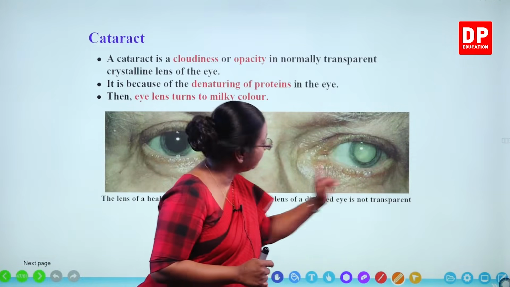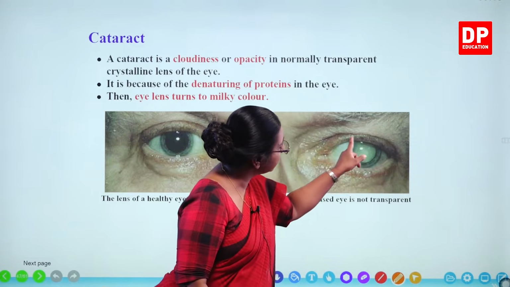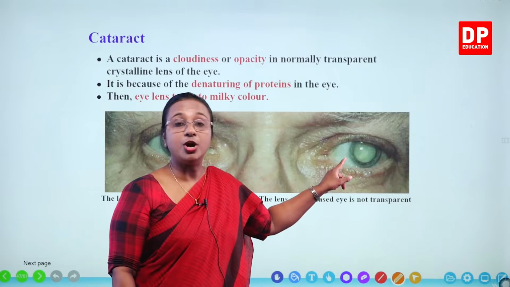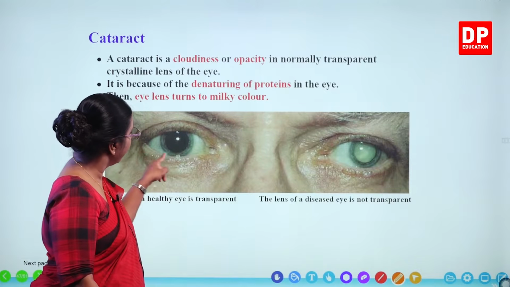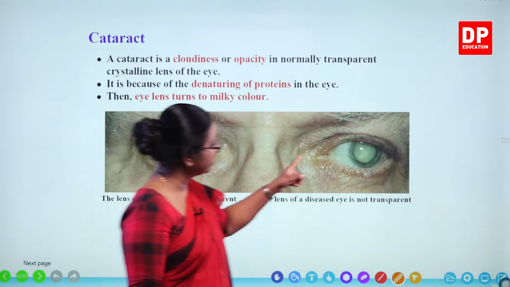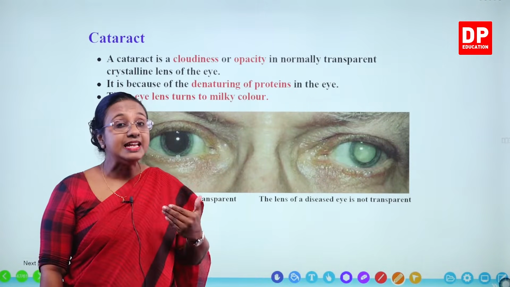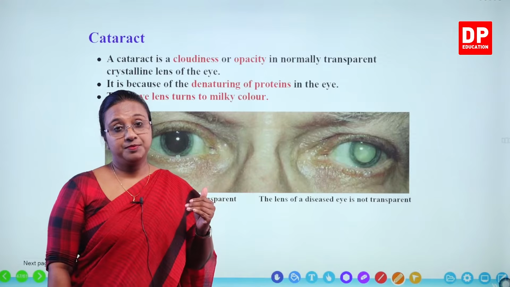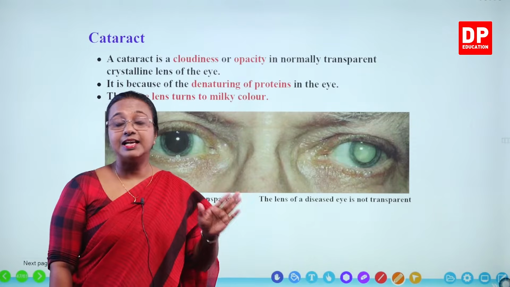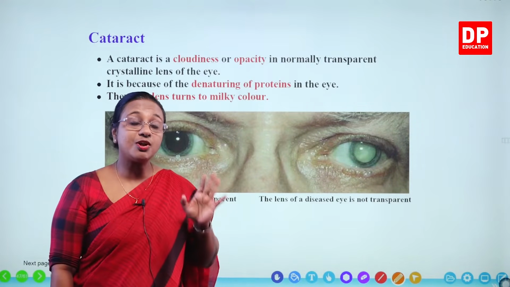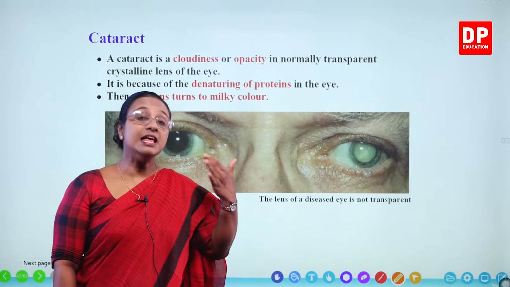Here you can see the difference. Now, this is the lens of a diseased eye. Here you can see it has become whitish in color, not transparent, but opaque. The dark color here is due to the iris, but here it looks whitish. The reason is the lens has become opaque. Can you all understand that? The lens that has to refract light has become opaque. It has lost its transparency, or the transparency of the lens has been reduced.